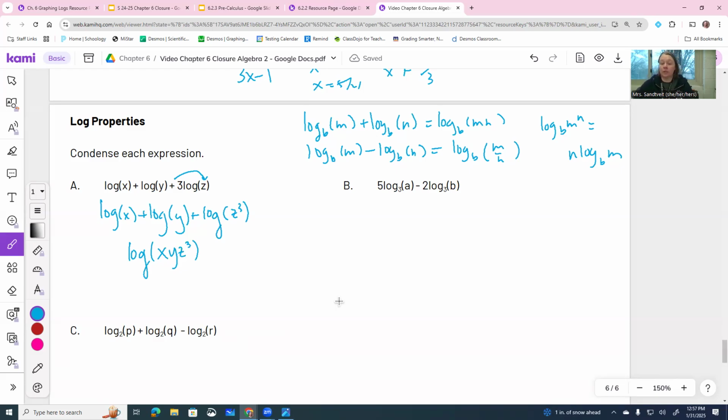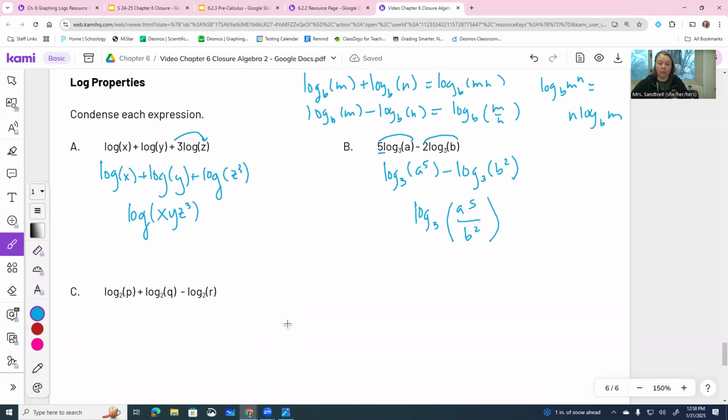Okay, so here I'm going to have to start the same way. I see the difference. It makes me want to do this, but I can't do that when there's stuff in front of the logs. So this 5 has to come up, this 2 has to come up. So I have log base 3 of a to the 5th minus log base 3 of b to the 2nd. Now I can rewrite it as a single log base 3 of a to the 5th over b to the 2nd. Right now I'm going from this form to this form. Some people will put log divided by log. It's just one log over here, so watch that.